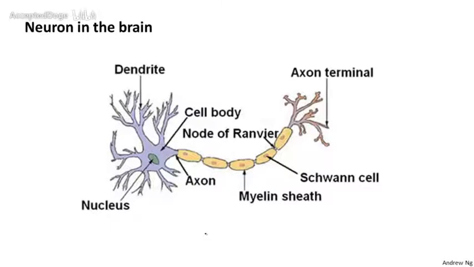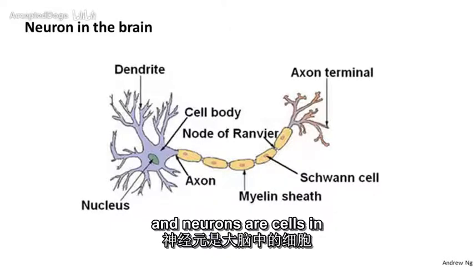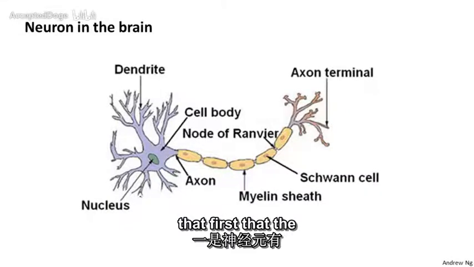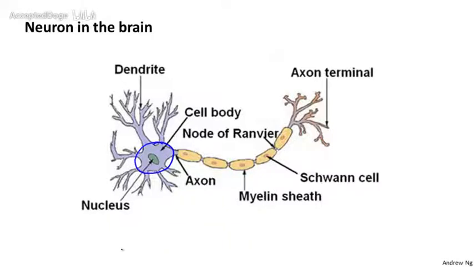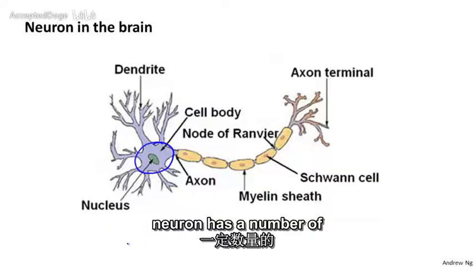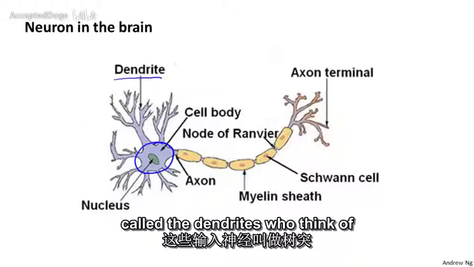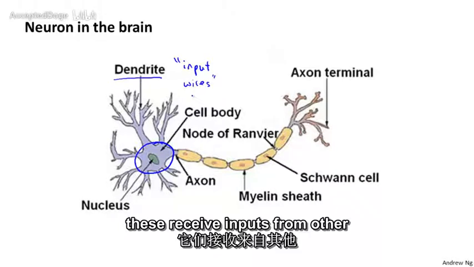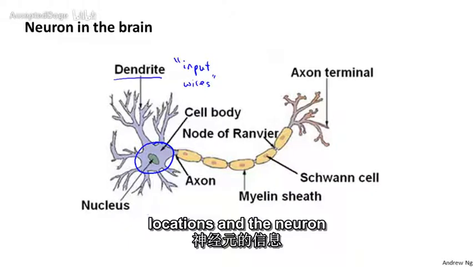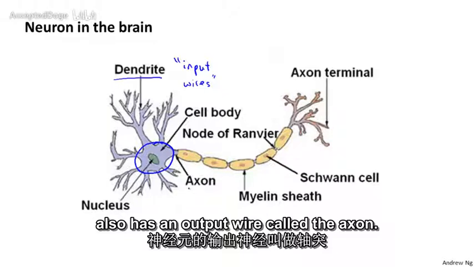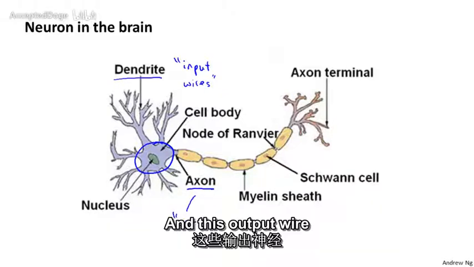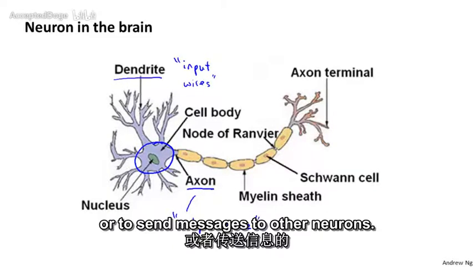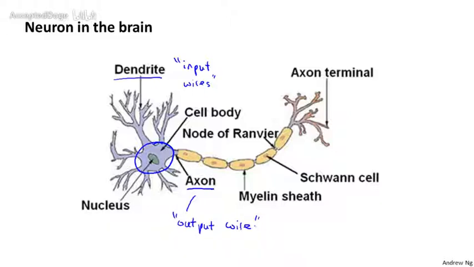Your brain and mine is jam-packed full of neurons like these, and neurons are cells in the brain. The two things to draw attention to are that first, the neuron has a cell body like so, and moreover, the neuron has a number of input wires, and these are called the dendrites. You think of them as input wires, and these receive inputs from other locations. And the neuron also has an output wire called the axon, and this output wire is what it uses to send signals to other neurons, or to send messages to other neurons.